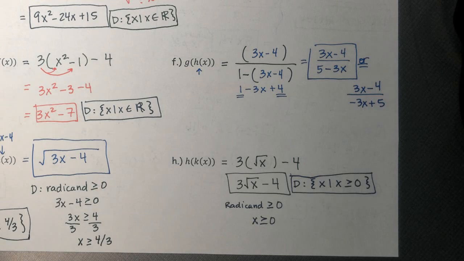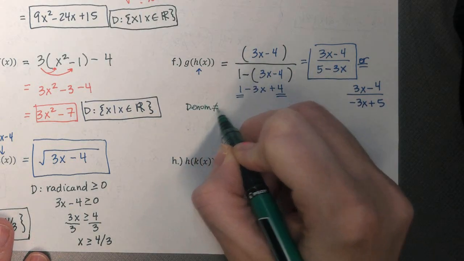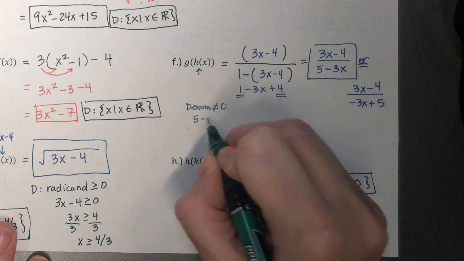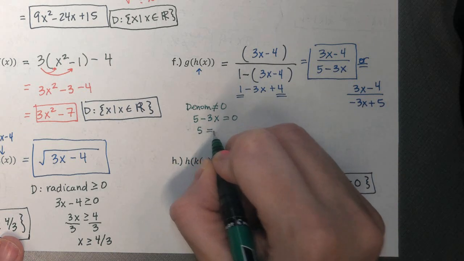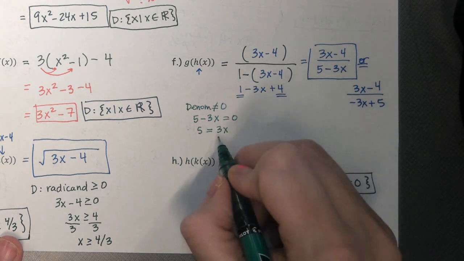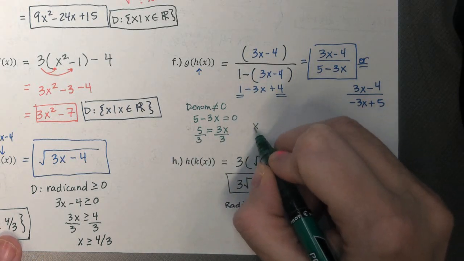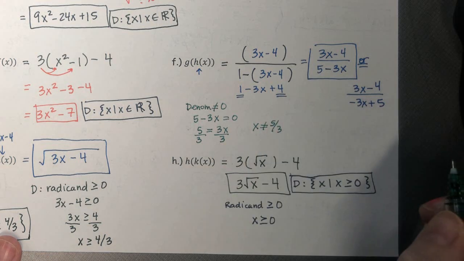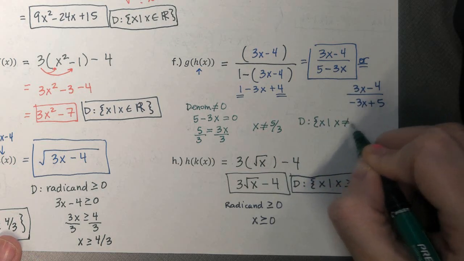Okay? And then do we have a fraction? Okay, so then we have to take that denominator, set it equal to 0, to find what it can't equal. So if you use the 5 minus 3x, when you're solving that, I would actually add the 3x over to both sides, so I don't have to deal with the negative, right? So if I add that over, I have 5 equals 3x, divide by 3, so x cannot be 5/3. Okay, so for the domain, it would just be x such that x cannot be 5/3.